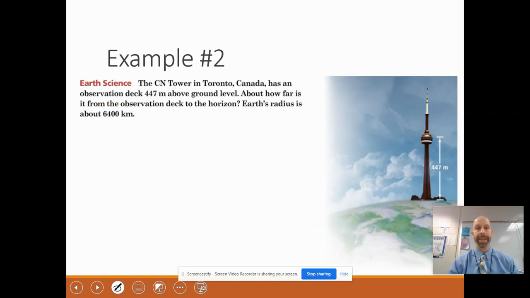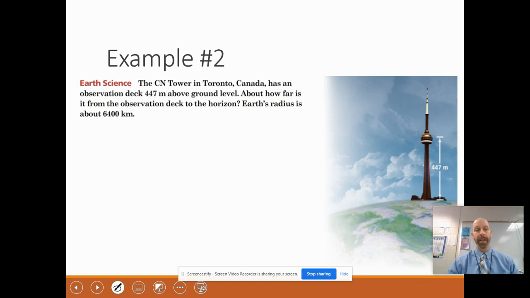Example 2, it says the CN Tower in Toronto, Canada, has an observation deck that is 447 meters above ground level. About how far is it from the observation deck to the horizon, if I can say the word horizon? Earth's radius is about 6,400 kilometers. So we've got a couple of things here. Here's a picture of the tower.